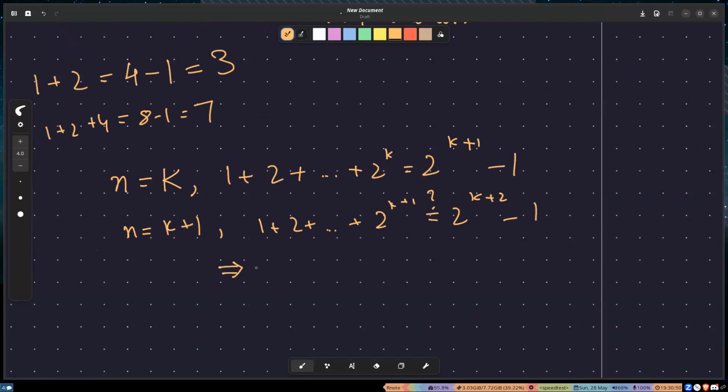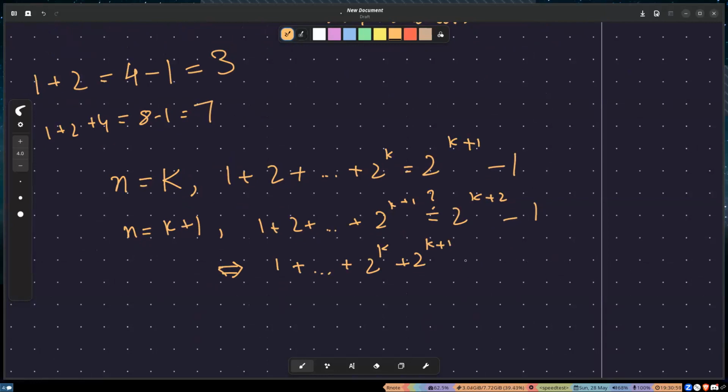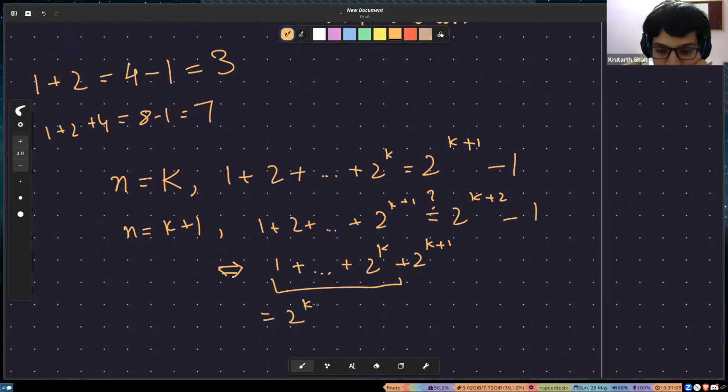Elaborate: 1 plus 2 plus up until 2 raised to the power k, plus 2 raised to the power k plus 1. We have assumed that 1 plus up until 2 raised to the power k is equal to 2 raised to the power k plus 1 minus 1. Right.